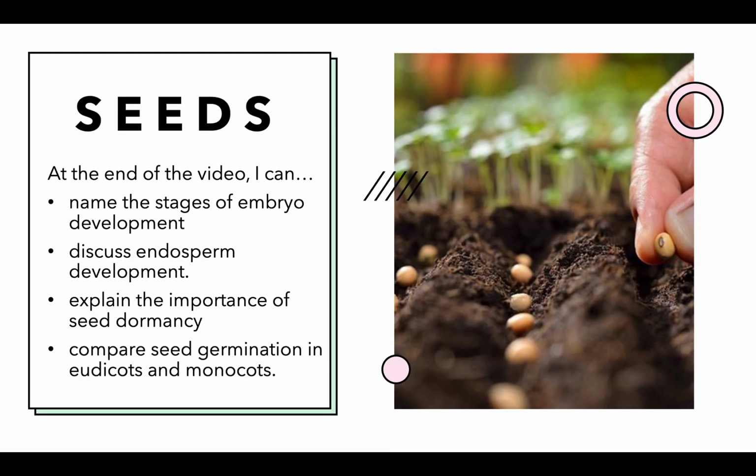In this video, our goal is to name the stages of embryo development as well as endosperm development. We also explain the importance of dormancy and compare seed germination in monocots and dicots.